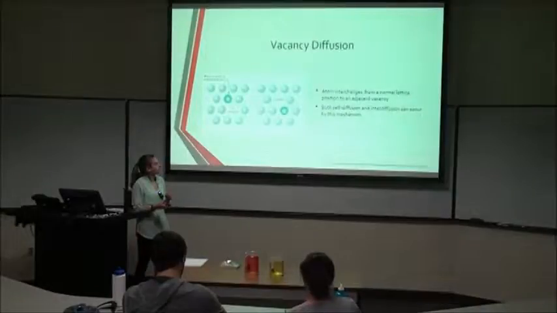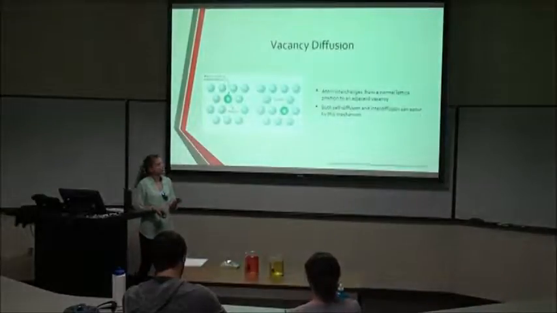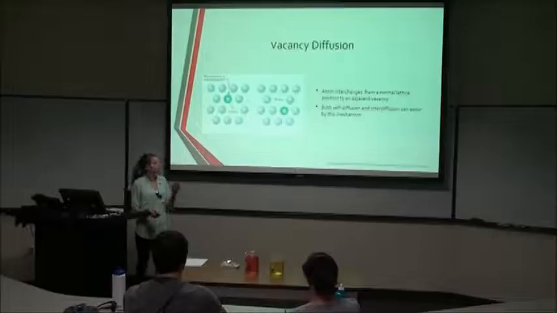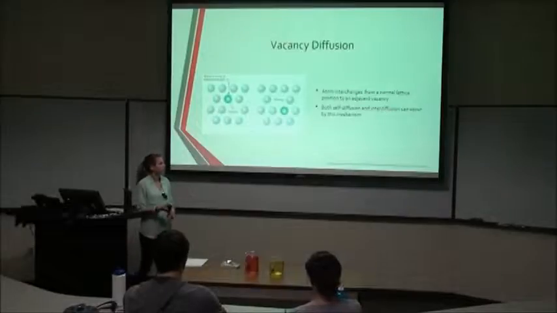There are two different mechanisms by which diffusion happens: vacancy diffusion and interstitial diffusion. The first one, vacancy diffusion, is when the atoms interchange from their normal place in the lattice to an adjacent vacancy, which we talked about in the last class. This mechanism can happen both with self-diffusion and interdiffusion.